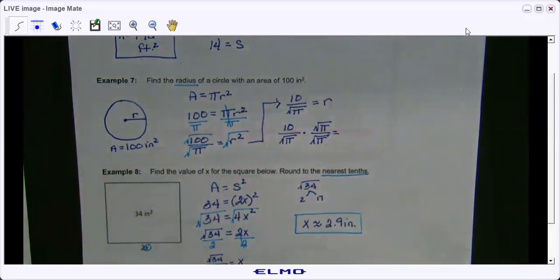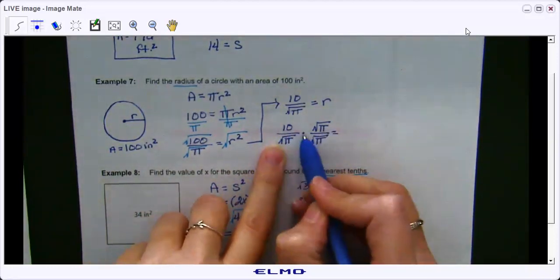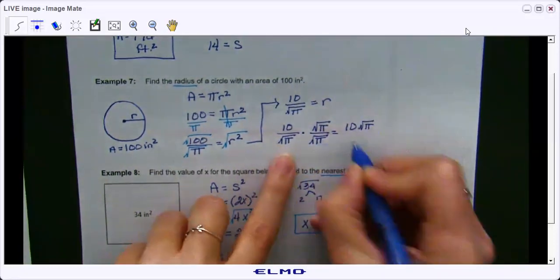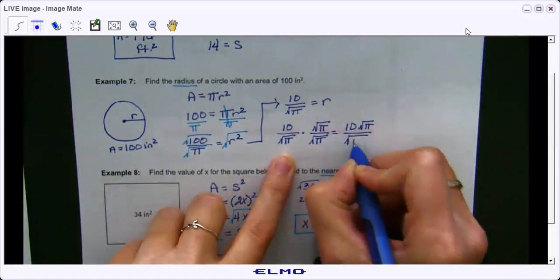Okay, so if you remember how to multiply fractions, which I hope you all do, you multiply straight across. 10 times the square root of pi is 10 square root of pi. Square root of pi times the square root of pi is the square root of pi squared.